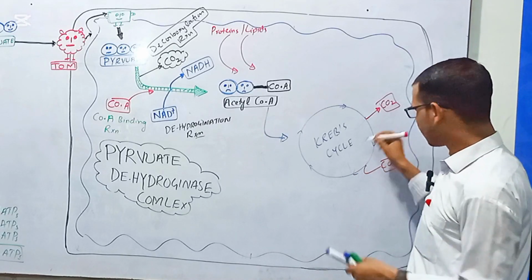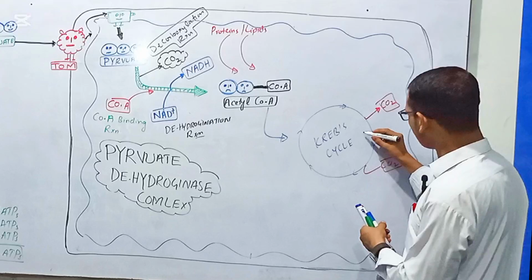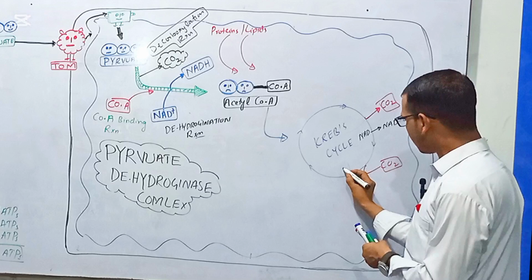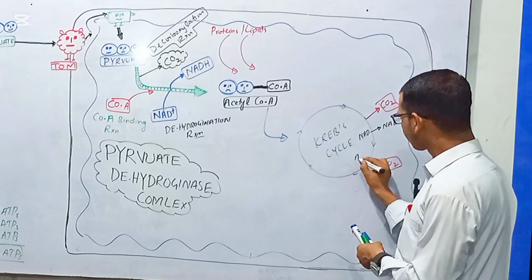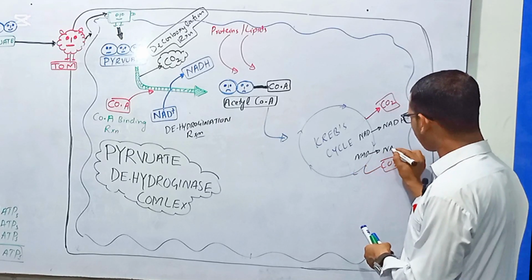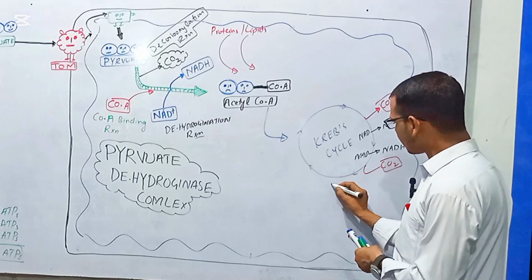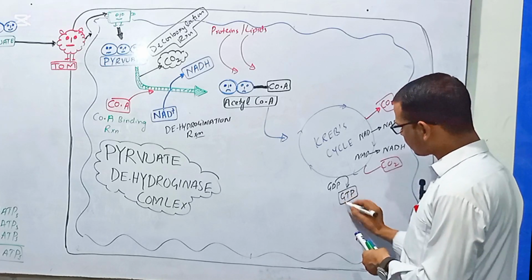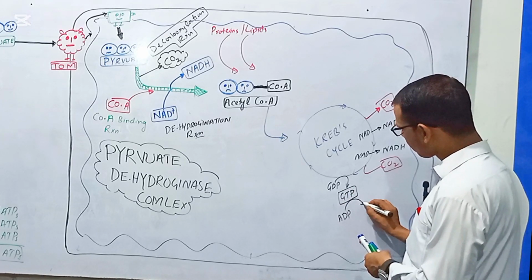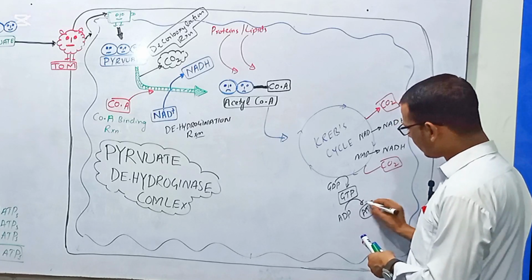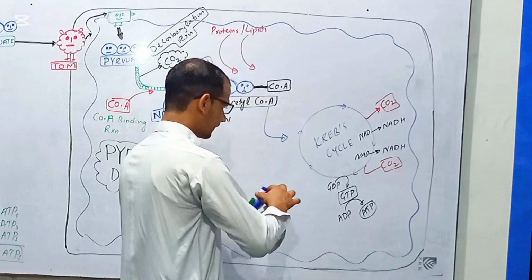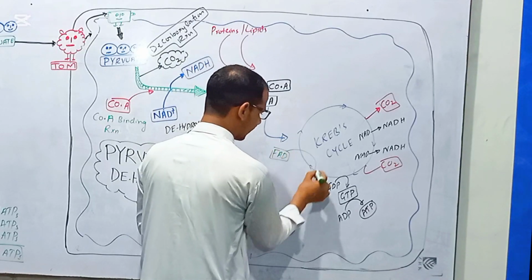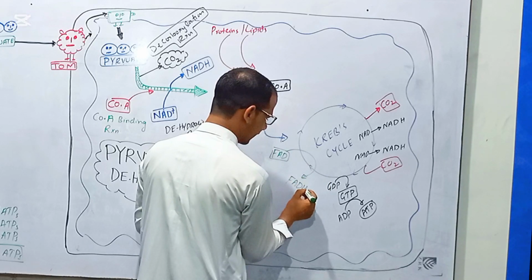There will be dehydrogenation reactions. For example, here one NAD will be reduced into NADH. Here also one NAD is reduced into one NADH. Here one GDP is converted into GTP, and this GTP converts one ADP into ATP, and here one FAD is converted into FADH2.